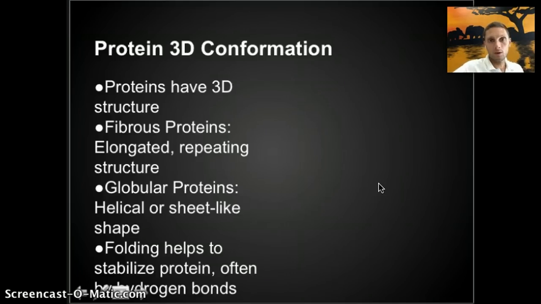The folding of proteins, of these amino acids put together, helps to stabilize the protein, and this is accomplished oftentimes by hydrogen bonds. We talked about hydrogen bonds in our water video. Well, this is one of the first other examples of hydrogen bonds. They help to stabilize the folding of the protein.